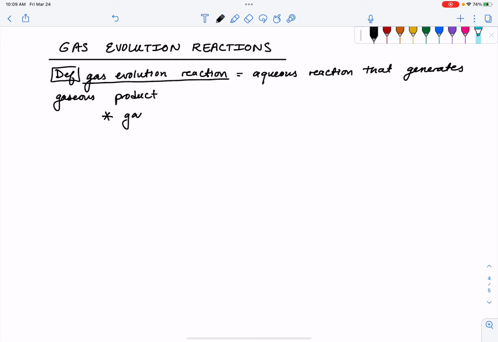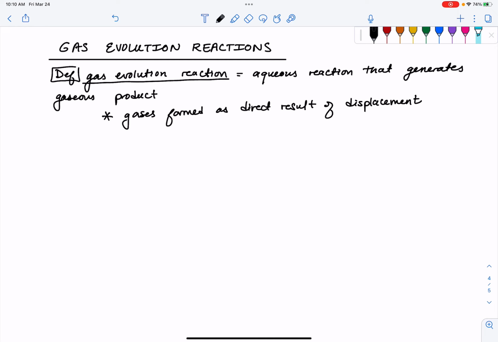So our gases are formed as a direct result of some kind of displacement. And in gas evolution, we will see gases evolved in a lot of single displacement reactions, which we'll call redox reactions later. But for now, we're going to focus on double displacement.